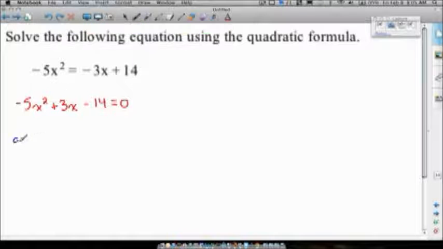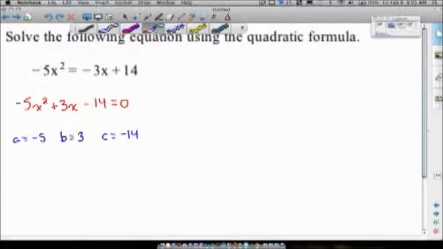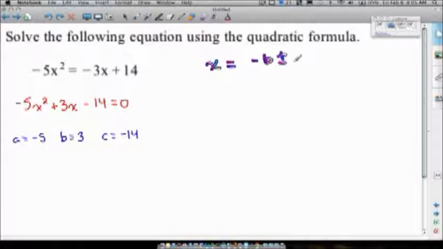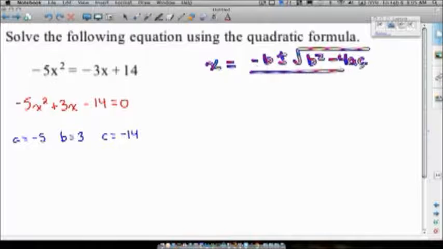In this case, we have a equals -5, b equals 3, and c equals -14. And the quadratic formula, just in case you forgot it, since I'm doing the quadratic formula video, I'll go ahead and write it down. x equals -b plus or minus the square root of b squared minus 4ac all over 2a. So let's plug in all our numbers.